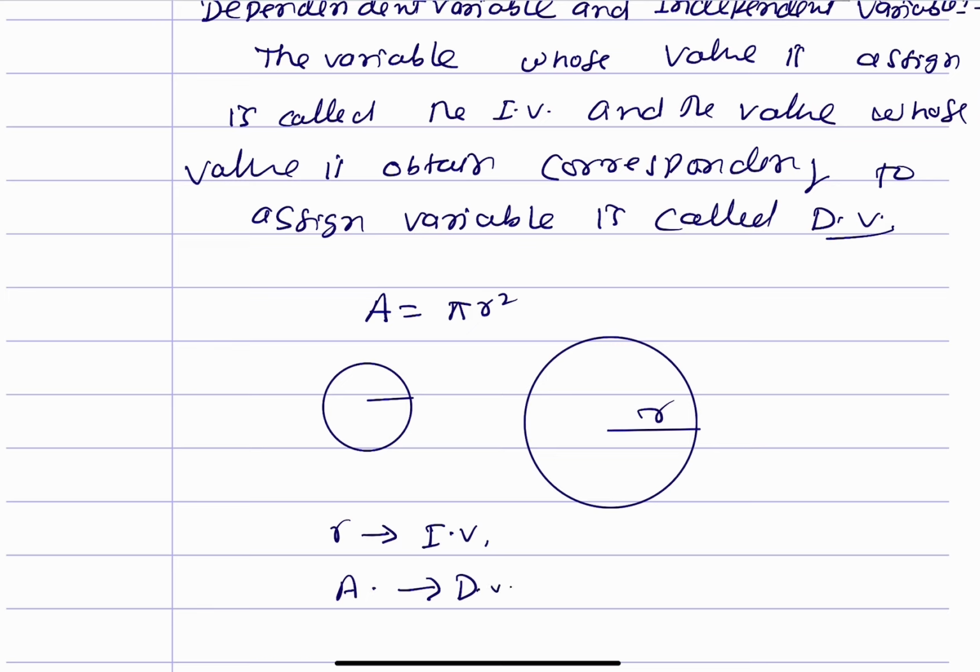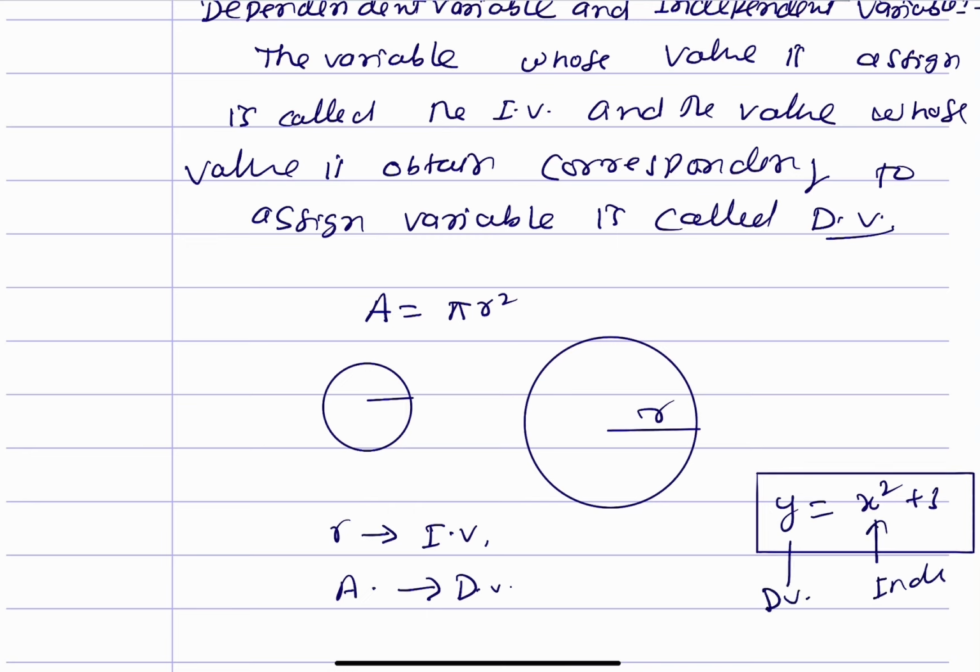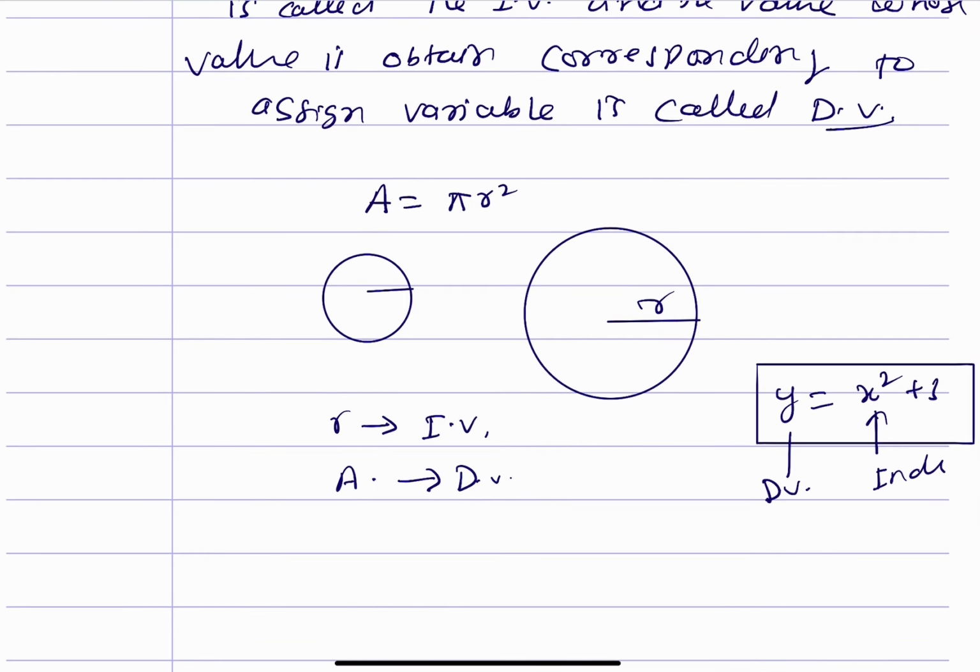Okay. Now, so this is the basic definition, and we can take any example. Usually we take y equal to x square plus 3. This is the equation. Okay, and x is our independent variable and y is our dependent variable. Basically when we change the value of x, we will get a different value of y. So usually we consider x as the independent variable and y as the dependent variable.